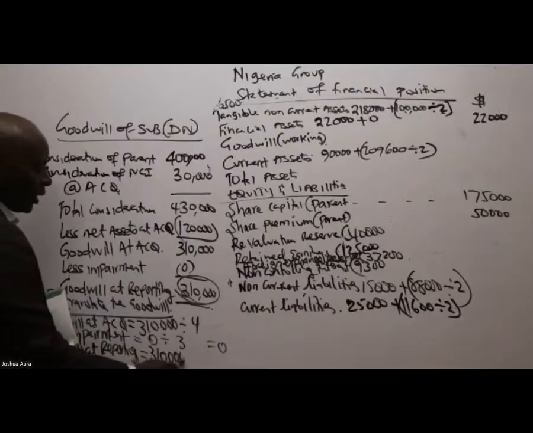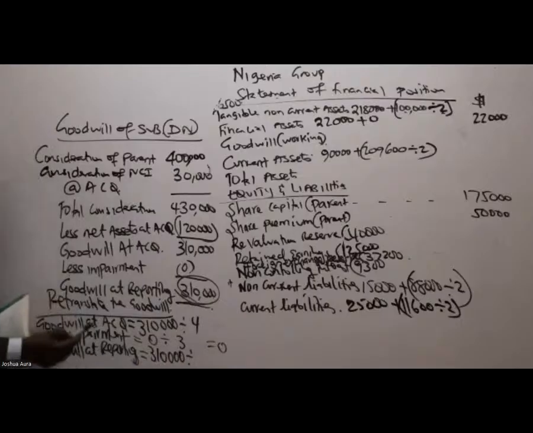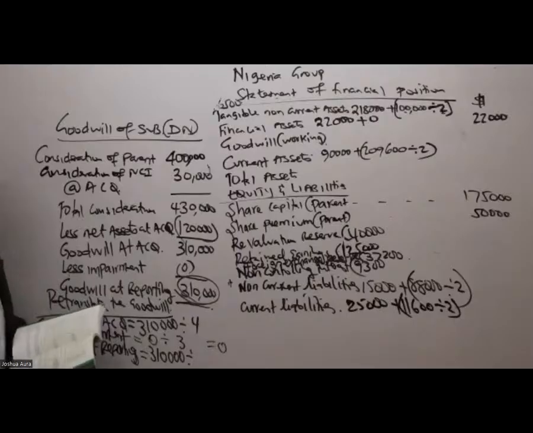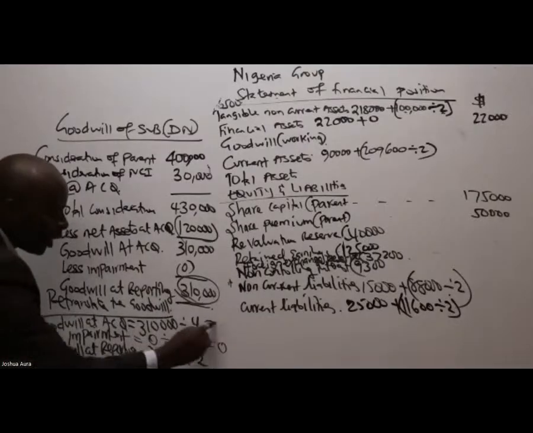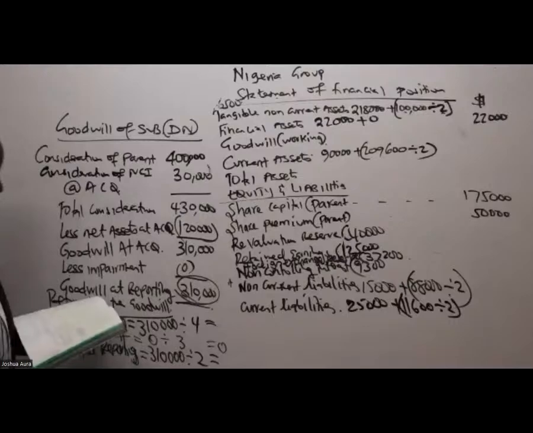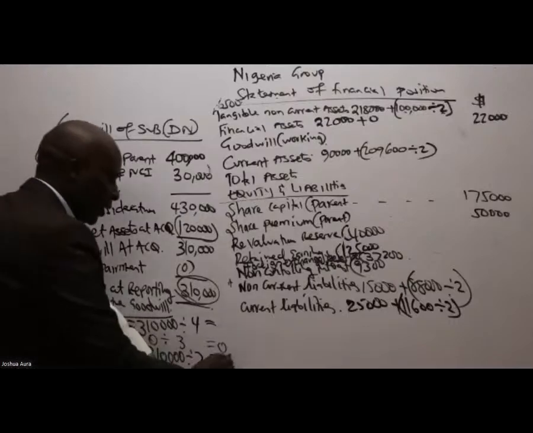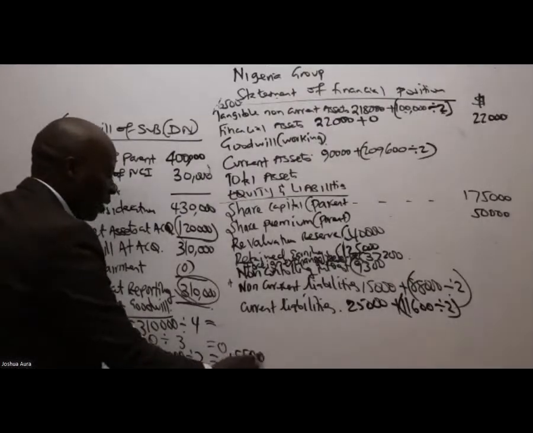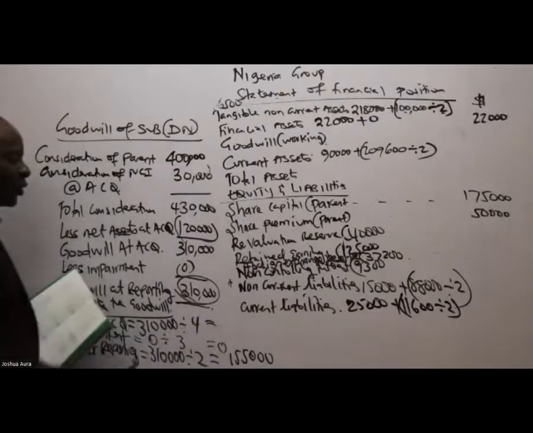So I'll take 310,000. At reporting, I should translate this at what rate, if you're following? Could you kindly give me these figures? I know this one here will be $155,000. How about this?